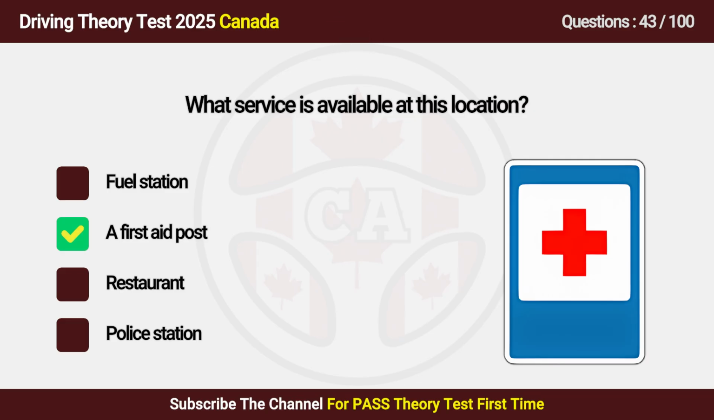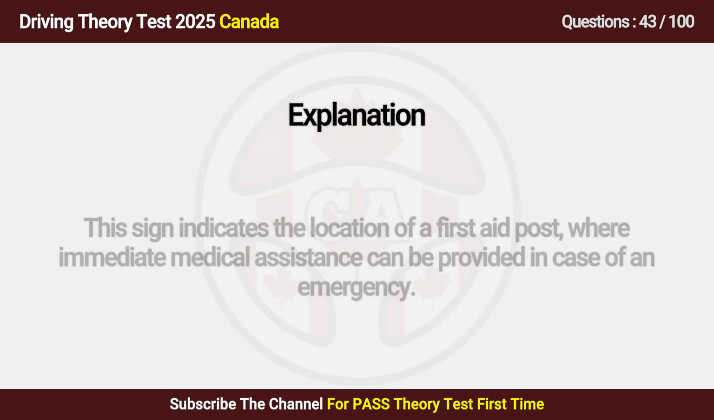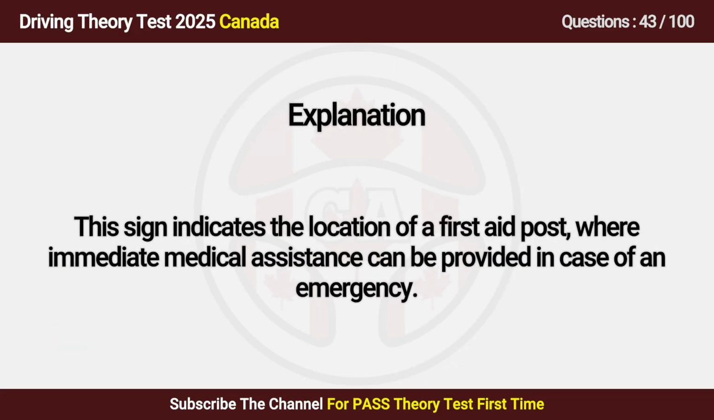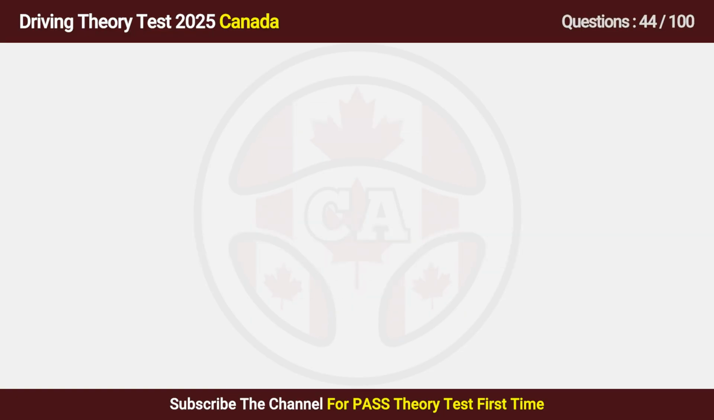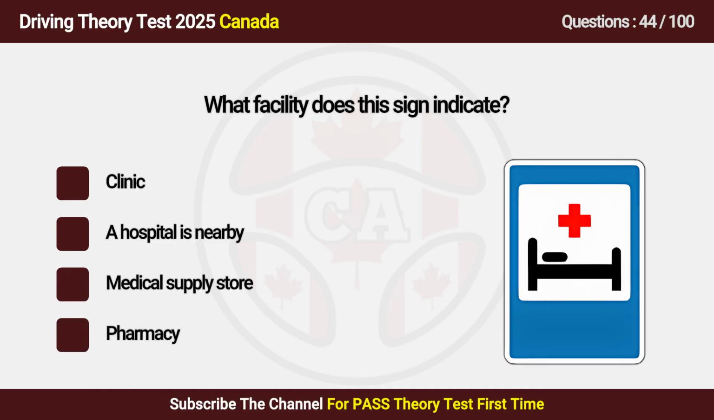Answer is B. A first aid post. This sign indicates the location of a first aid post, where immediate medical assistance can be provided in case of an emergency. Question 44. What facility does this sign indicate?